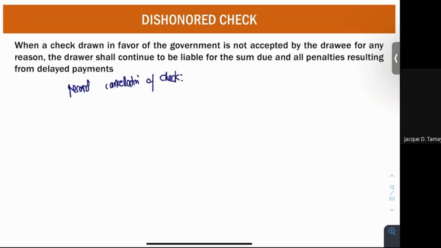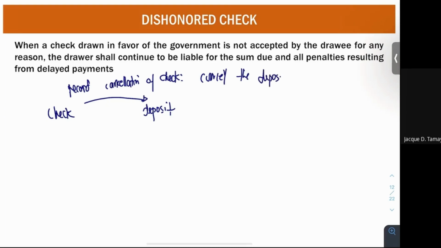And how do we cancel the check? The problem here is that you receive the check, right? You receive the check, and upon receiving the check, you deposit it, right? It is already deposited. Therefore, in the cancellation of the check, what you need to do is to cancel also the deposit. So you need to credit cash treasury, and then you need to debit now your receivable.